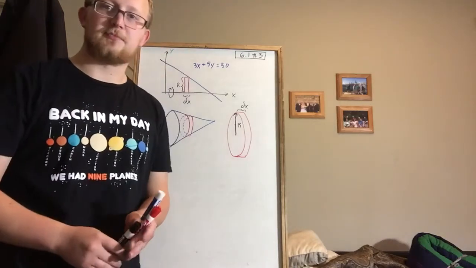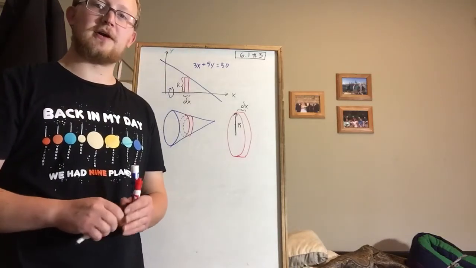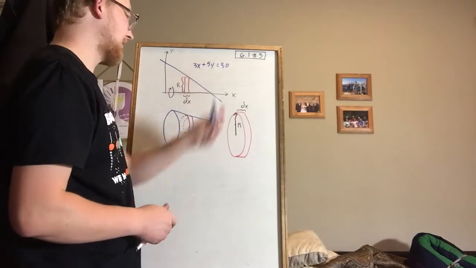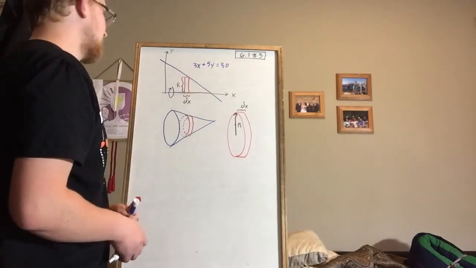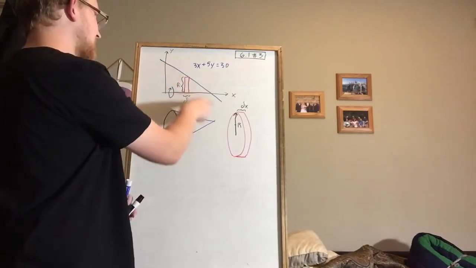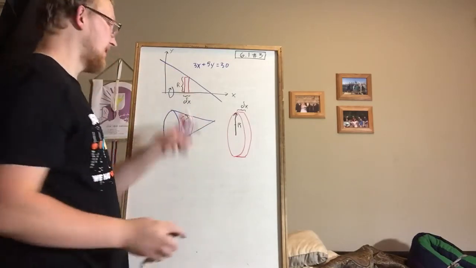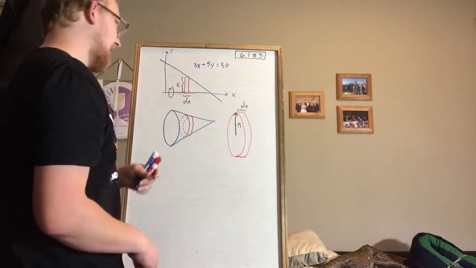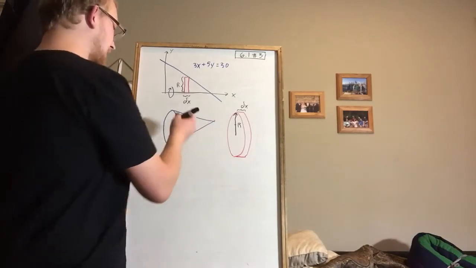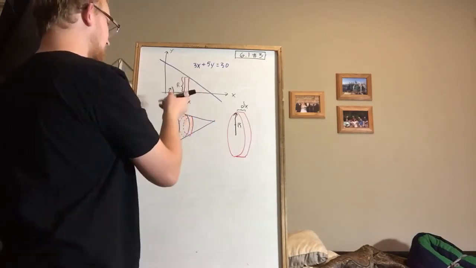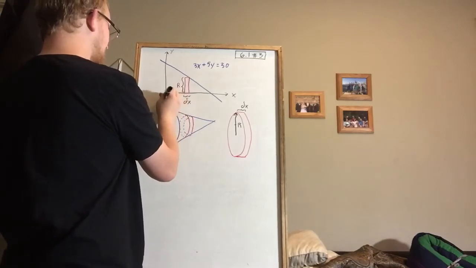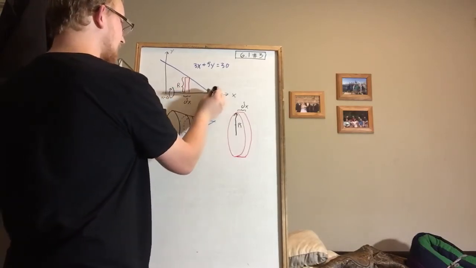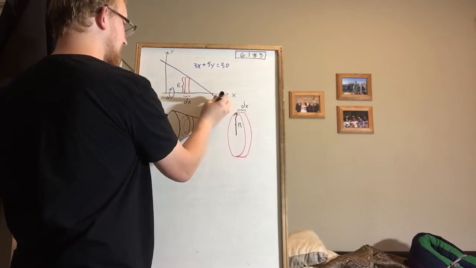Hi, welcome back. This is section 6.1, problem number 3. What it asks us to do is analyze this linear function here, 3x plus 5y equals 30. And it's going to ask us to revolve it around from x equals 0 all the way over to x equals 10.